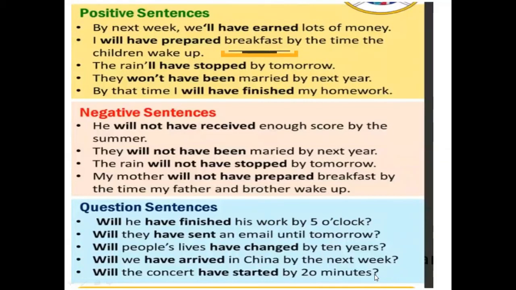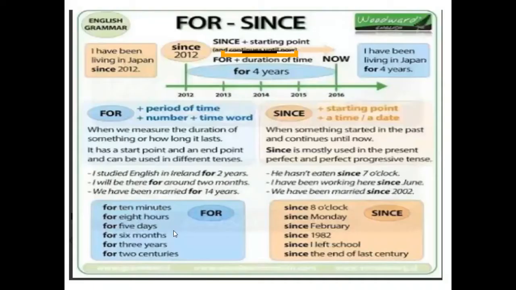Hopefully you got an understanding about the perfect tense. Now, very first, before starting the perfect continuous tense, I just want to make it clear the difference between since and for. Okay?